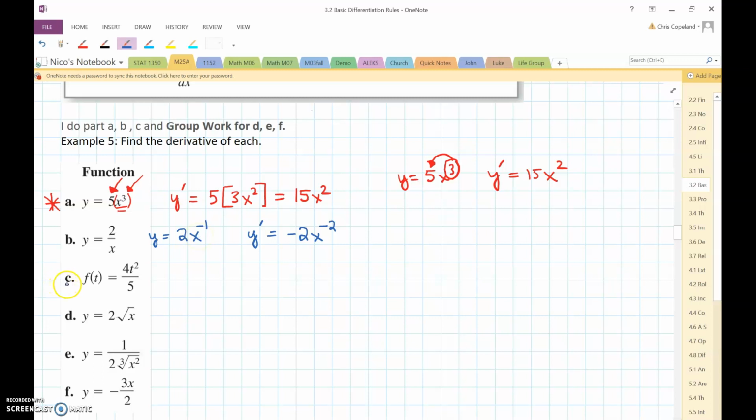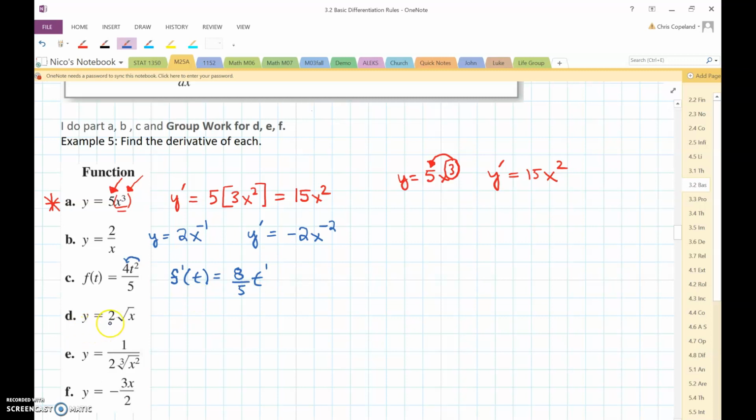Okay, let's look at C. So for this one, when we take the derivative, so f prime of t, you're going to take the 2, multiply it by 4/5, so that's going to give me 8/5 t to the first power, which you don't need to write the first power there.